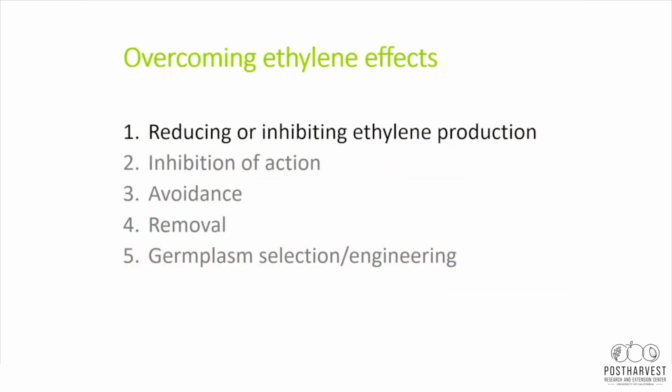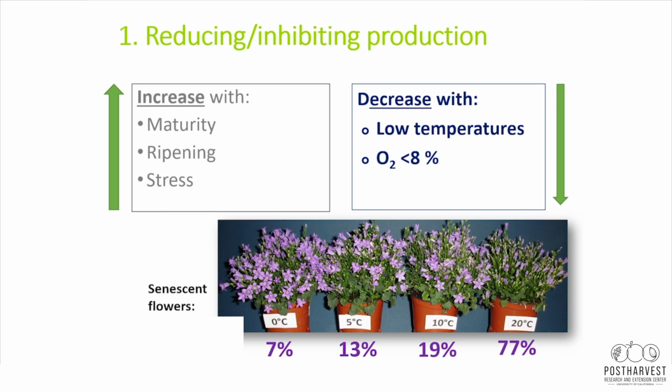Let's talk now about how we can overcome the ethylene effects, and we'll start with reducing or inhibiting the ethylene production itself. As you probably know, ethylene production increases with increased maturity, increased ripening, and stress. So if your product has gone through stress, like rough packing lines, or has been on trucks for a long time, it will produce more ethylene than product that has been sitting in the cold room.